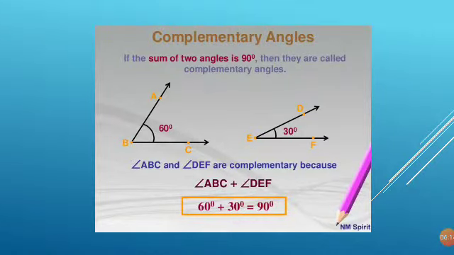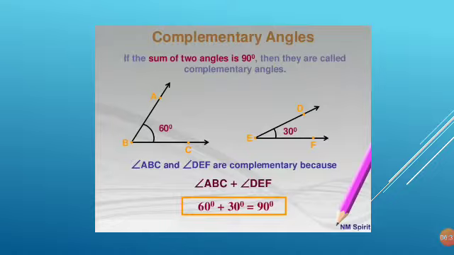Next one is a complementary angle. Complementary angle is 90 degrees. Complementary angles are a pair of angles whose sum is 90 degrees.